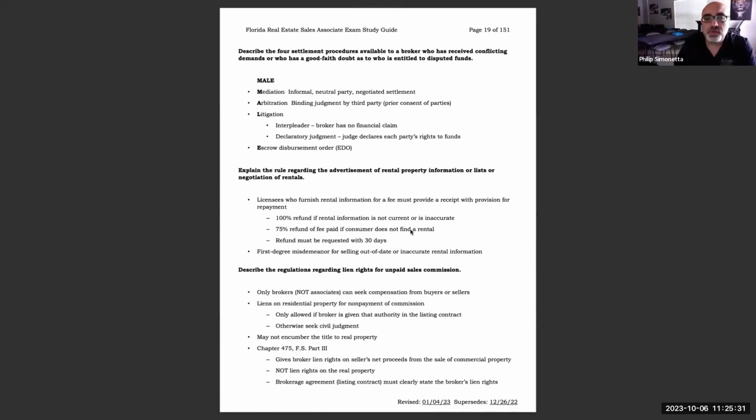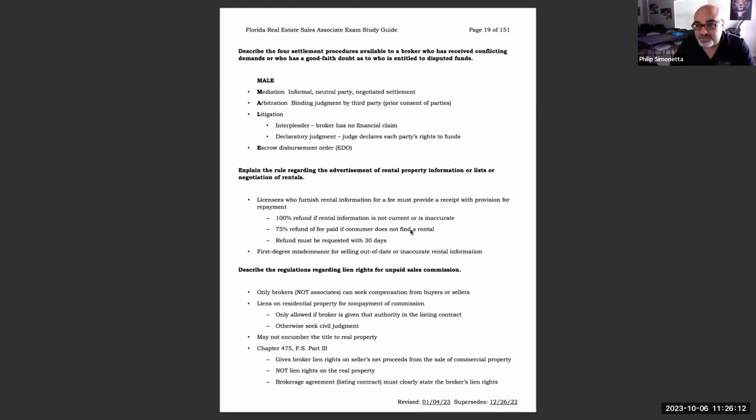Now let's describe the 4 settlement procedures available to a broker who has received conflicting demands or who has a good faith doubt as to who is entitled to disputed funds. The acronym is MAIL. You have mediation. Mediation is informal. There's a neutral party and they negotiate a settlement. Arbitration is binding judgment by a third party, and this has prior consent of the parties. So they both agree, we're going to go into this arbitration. The person doing the arbitration is going to decide, and we're going to follow what they say no matter what, even if you lose, right?